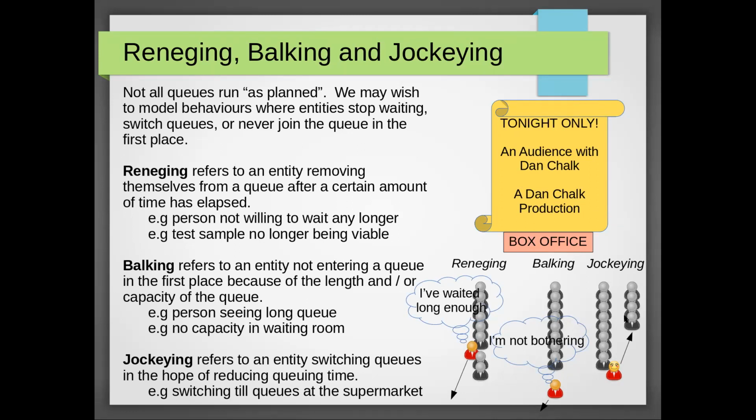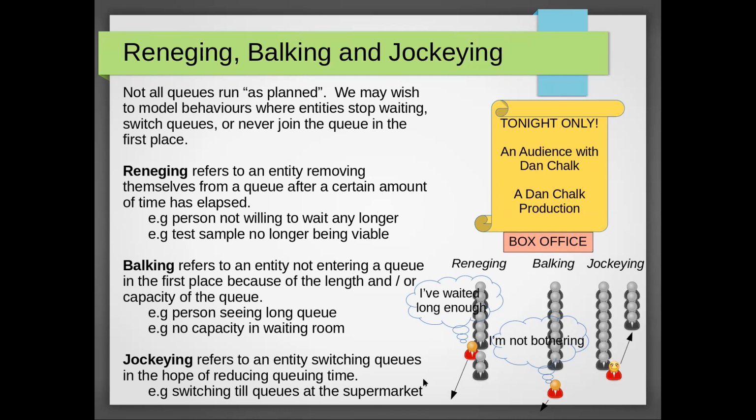And then we've got jockeying, which is where an entity decides to switch queues in the hope of queuing for a shorter amount of time. You've probably seen jockeying behavior, and you may have undertaken it, where you might be in the supermarket and decide to switch tills because you think that queue over there seems to be moving a bit faster, so I'll switch and go over there. That's jockeying. That's where people are moving from the queue in which they originally joined.